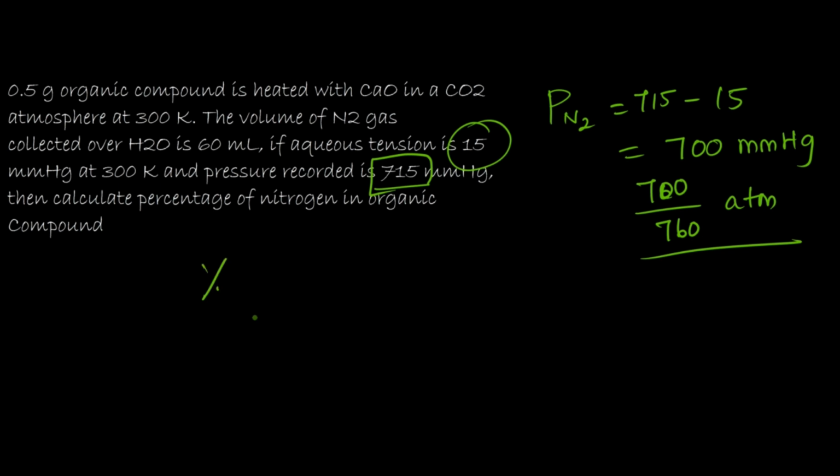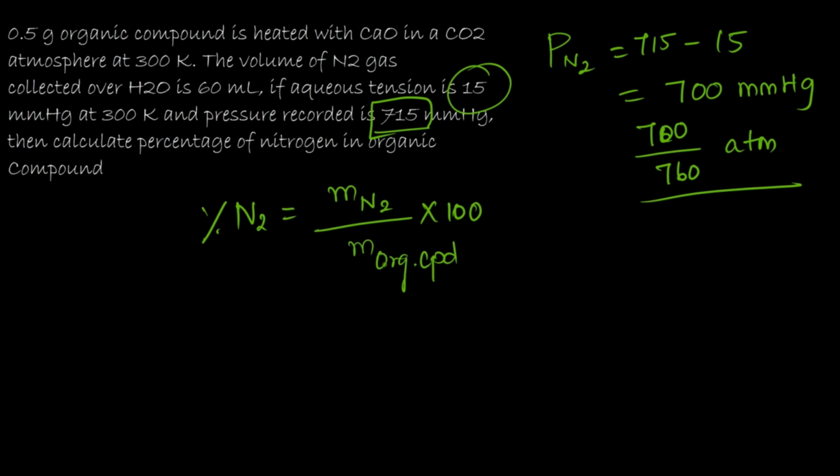For finding out the N2 percentage, we have to know the mass of N2 and the mass of the organic compound, into 100 to get the percentage. So do I know the mass of nitrogen? No. Do I know the mass of the organic compound? Yes, that is 0.55 grams.